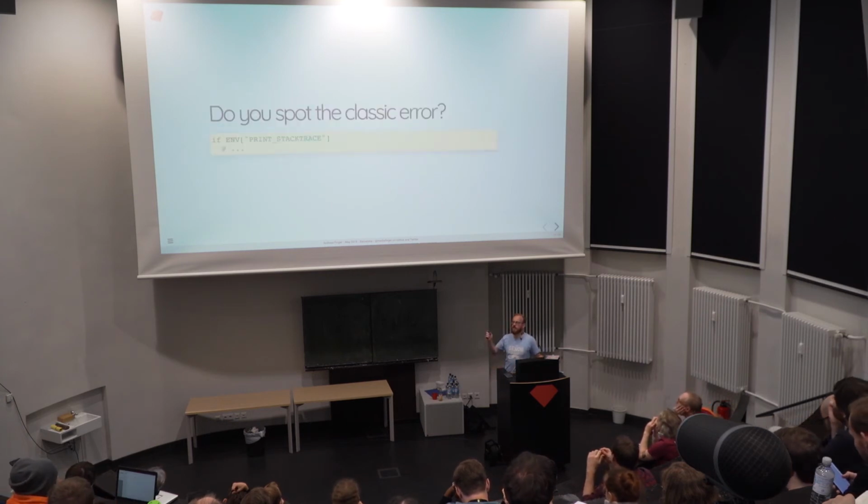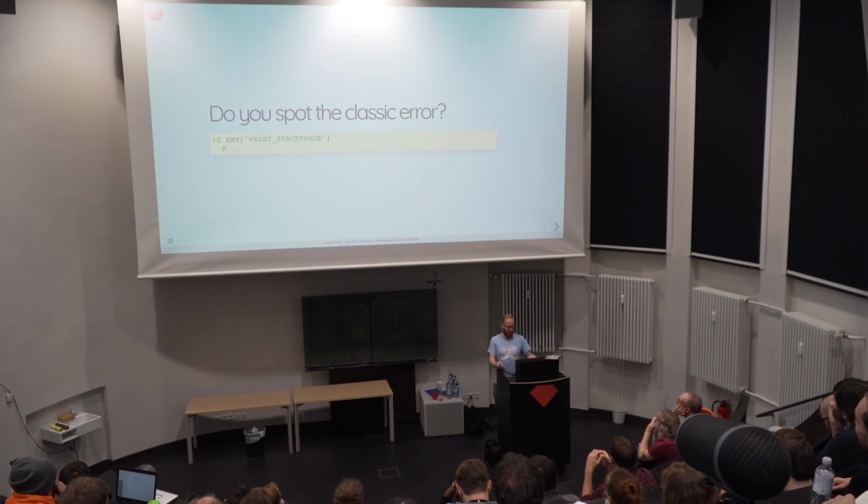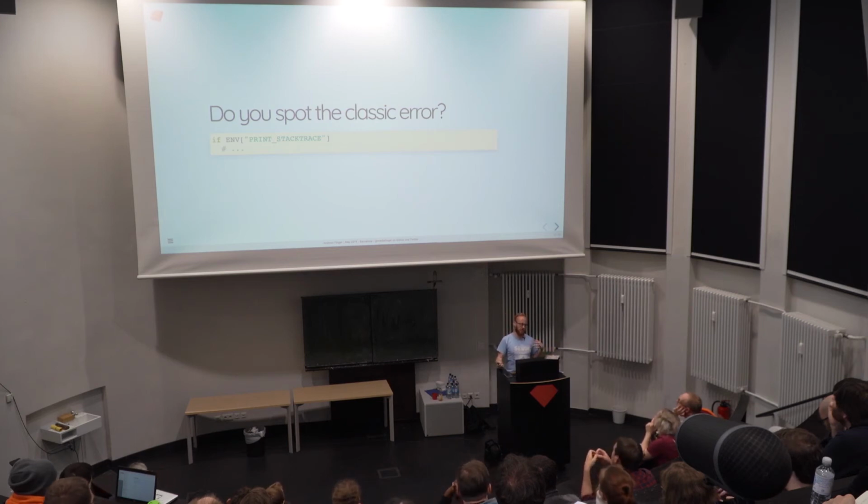I've seen code like that a lot of times, and I bet you also have. It looks innocent. Just this line: if environment prints stack trace, then do something. Okay, so the expectation is either it doesn't exist or it exists and has true in it. And then it works, fine. But what if?